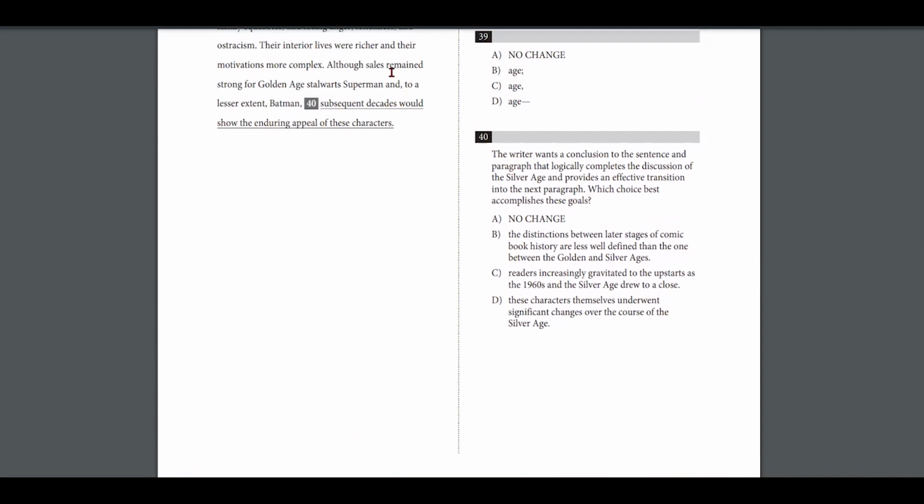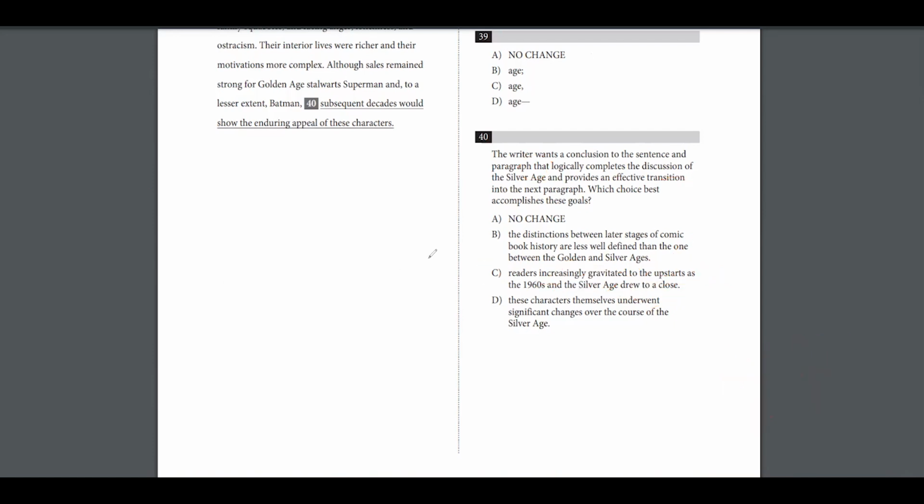And so what we could say here is that as this age drew to a close, this is what happened. Readers increasingly gravitated toward the Silver Age, so we meet the Silver Age parameter, and it's also drawing to a close, which sets us up for the new paragraph where they talk about the Bronze Age, which is going to start after this age has closed. Does that make sense? There it is.